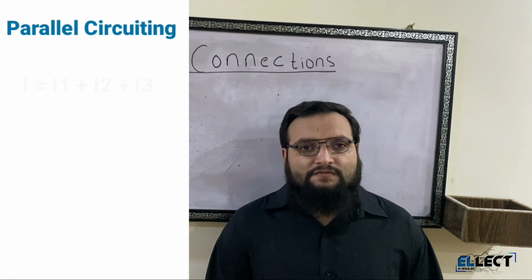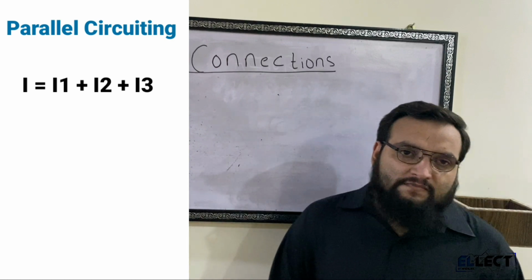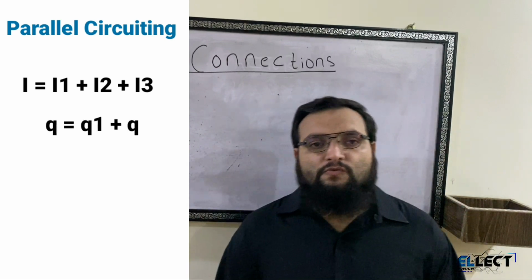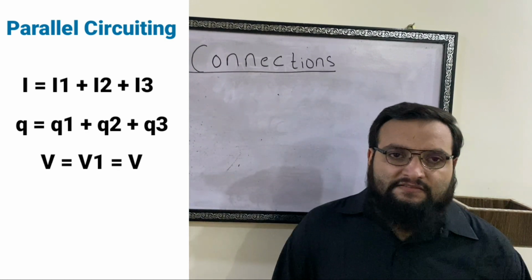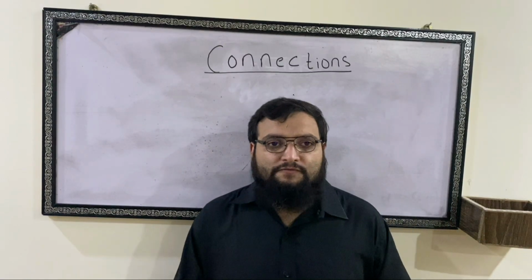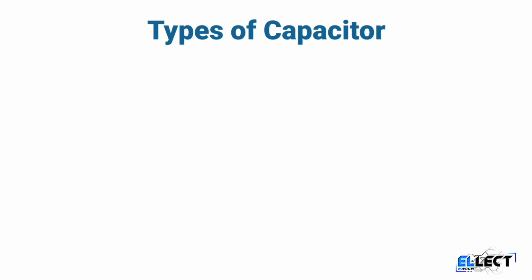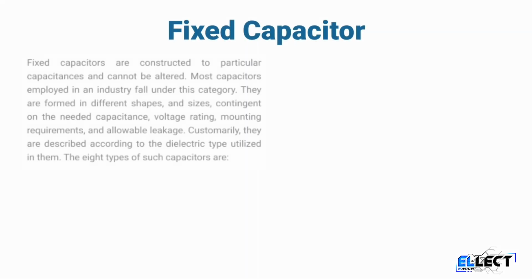The charge across capacitors connected in parallel will add up, that is Q is equal to Q1 plus Q2 plus Q3, and the voltage across the parallel circuit is the same. Types of capacitor. Capacitors are also of two types: one is fixed capacitors and the other is variable capacitors.